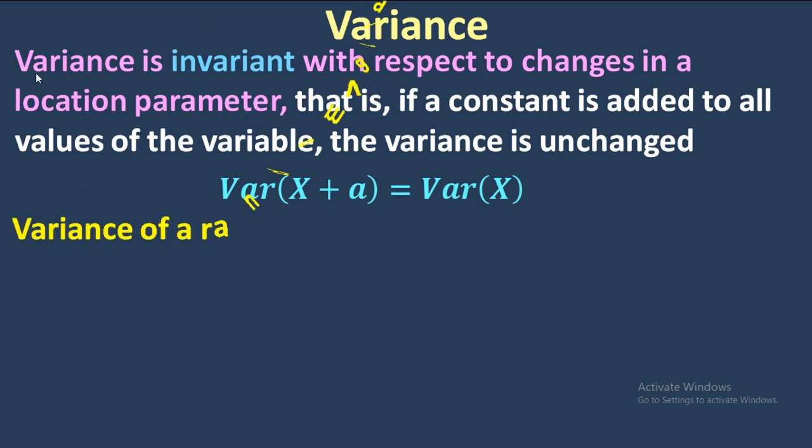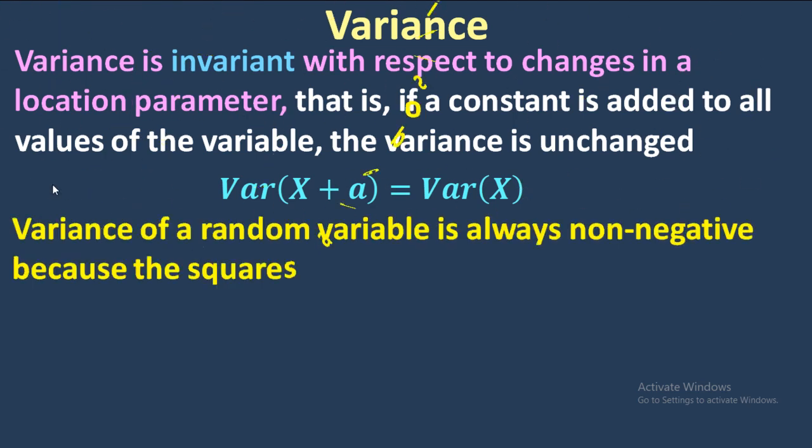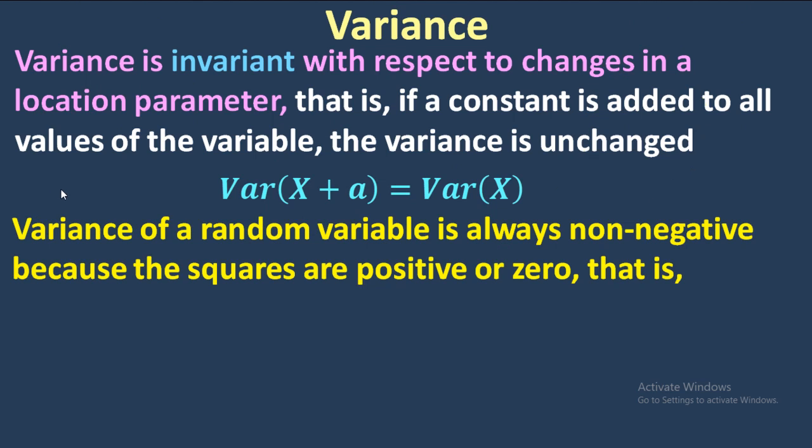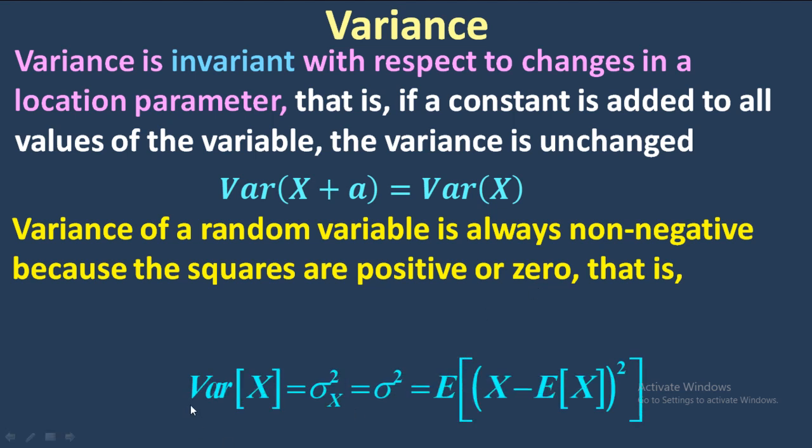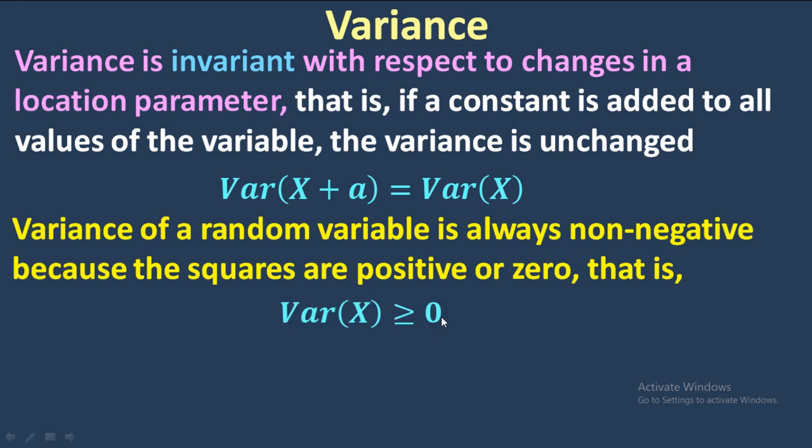Now, the variance of a random variable is always non-negative, because the squares are positive or 0. That is, what is the definition of variance of a random variable? Variance of x is equal to sigma suffix x square is equal to sigma square. That means squares are always positive or 0. So the variance of a random variable is always non-negative. That is, variance of x is greater than or equal to 0.